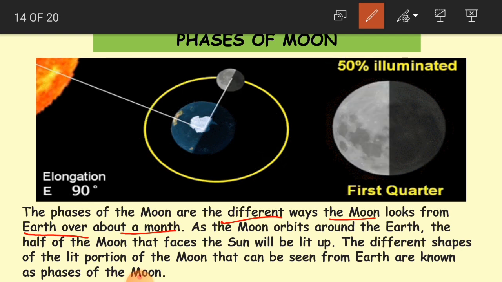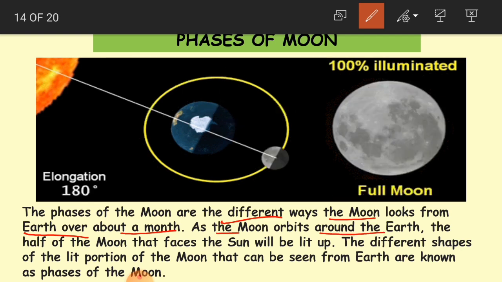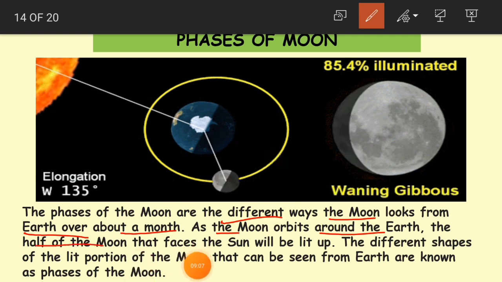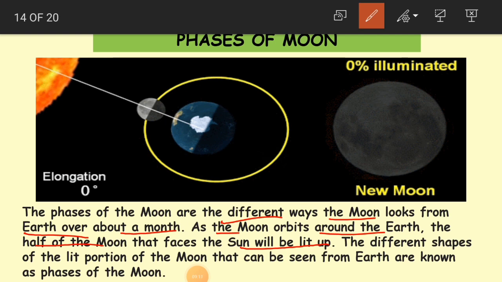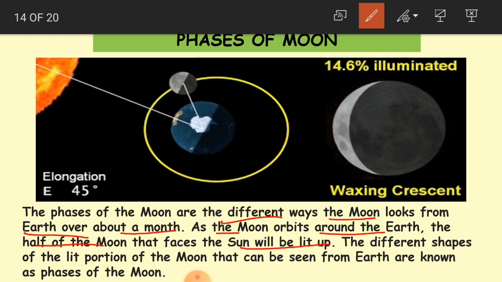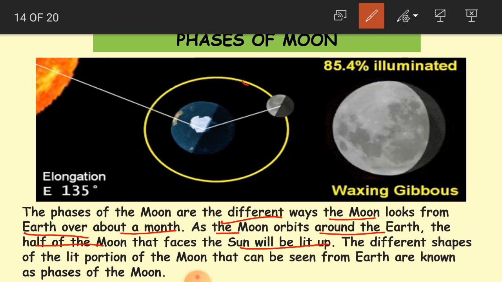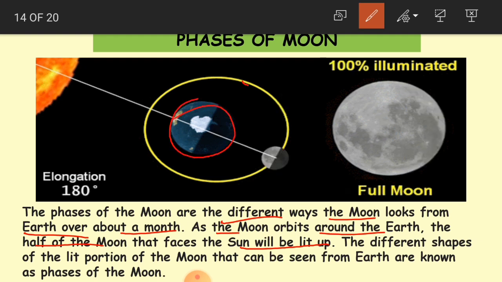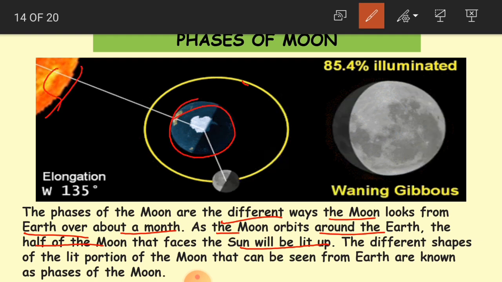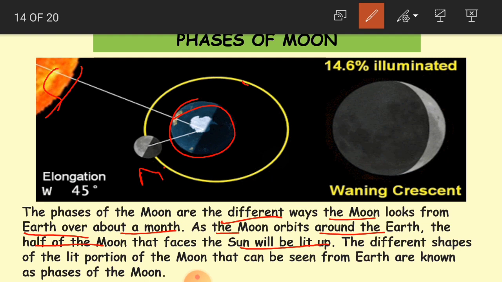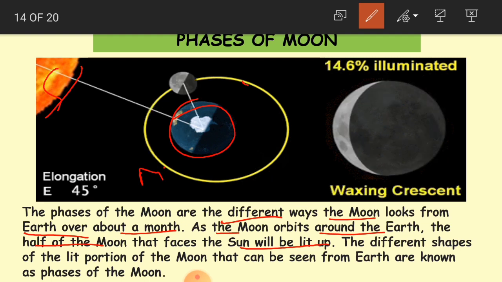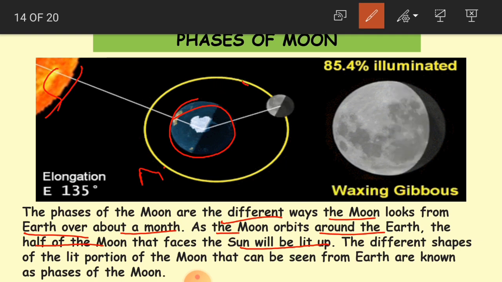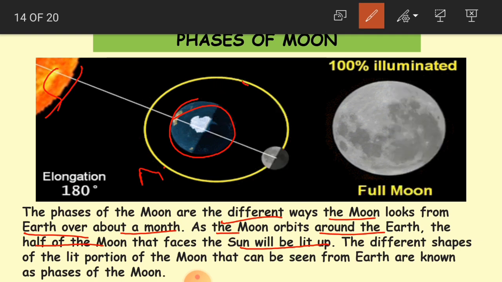Okay, children, as the moon orbits around the earth, the half of the moon that faces the sun will be lit up. In the sense, as the moon is going to orbit, see here, are you able to see this? This is earth, children, this is sun, and this is the moon. What happens to the moon? Moon is going to revolve around the earth. We have learnt that moon is revolving around the earth.